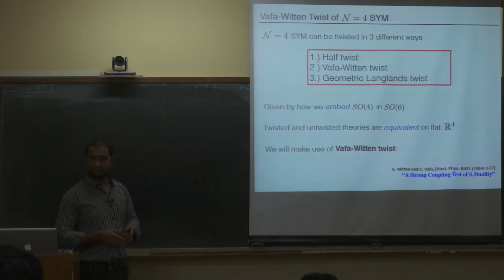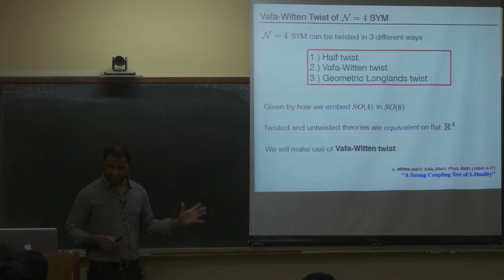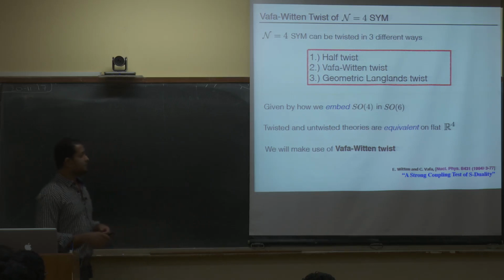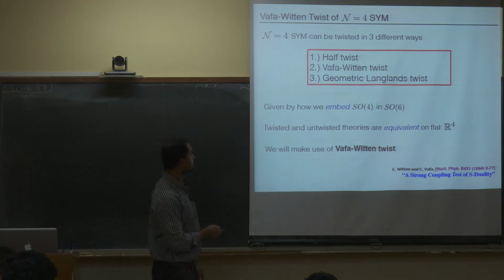The scalar supersymmetry squares to 0? It depends on the twist. In the geometric Langlands twist, it squares to 0. But in the Vafa-Witten twist, it squares to 0 up to a gauge rotation, which we will see. So that's why it can be preserved. So we will use the Vafa-Witten twist.